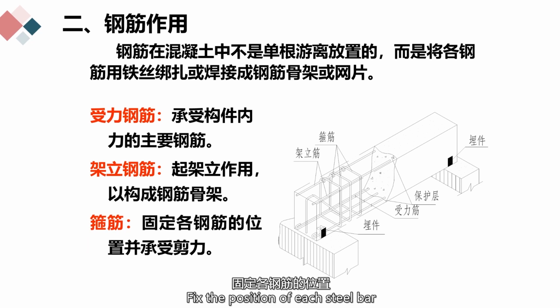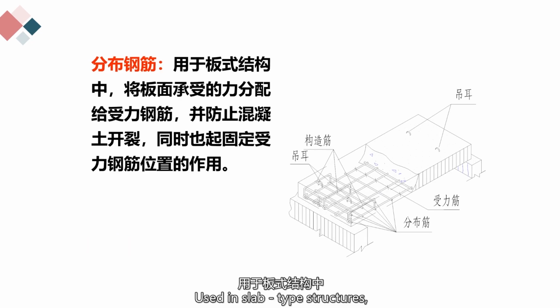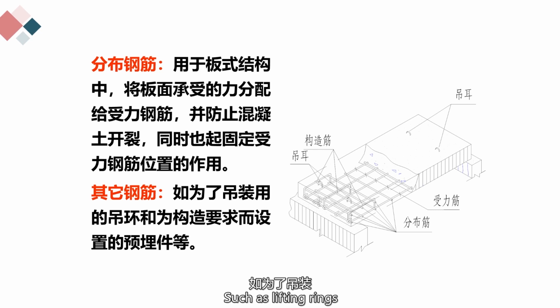Stirrups fix the position of each steel bar and bear the shear force. Distribution bars used in slab-type structures distribute the force borne by the slab surface to the load-bearing bars and prevent the concrete from cracking, while also playing the role of fixing the position of the load-bearing bars. Other steel bars, such as lifting rings for hoisting and embedded parts, are set for structural requirements.